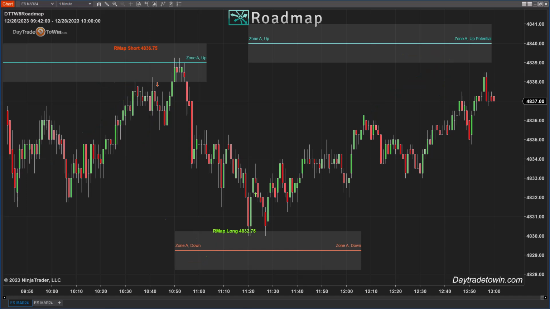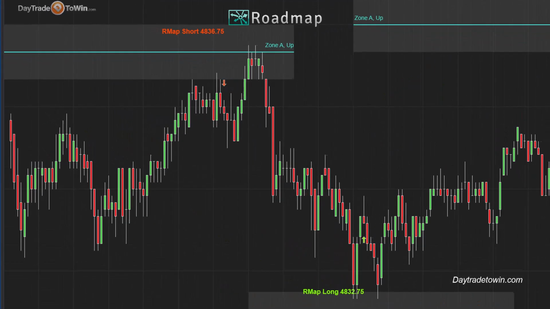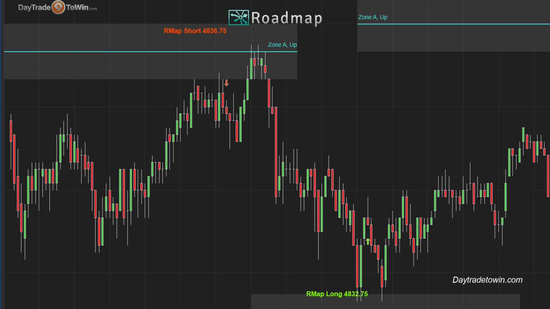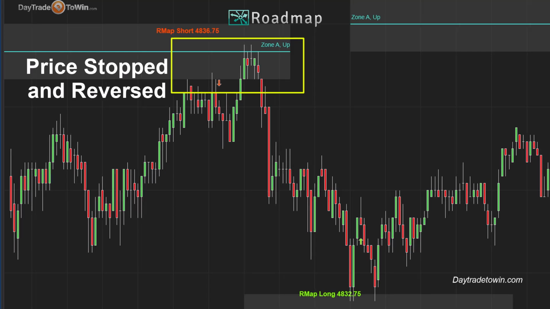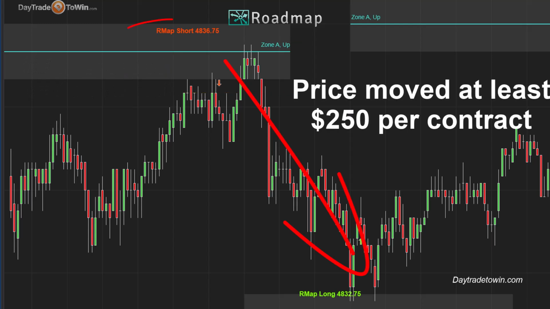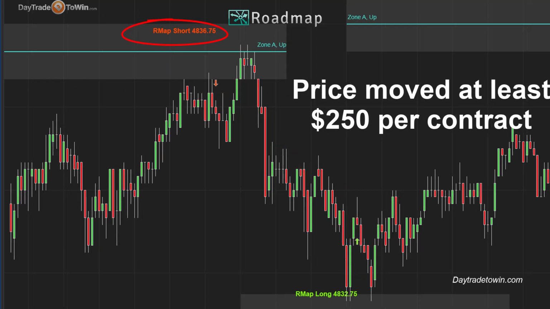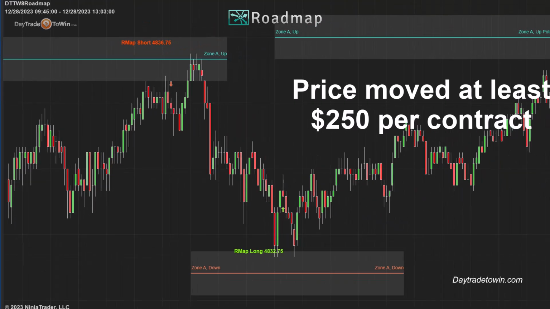So let's start off here first with the signal at about 10:30, it looks like, where the market came up into this roadmap zone. It says zone A up and stopped. So if you're thinking about going long, if you're about to go long because your MACDs or your moving averages are all about to tell you go long, this roadmap software stopped you from going long. It actually filtered out any long positions, and instead it provided a short at 48.3675.